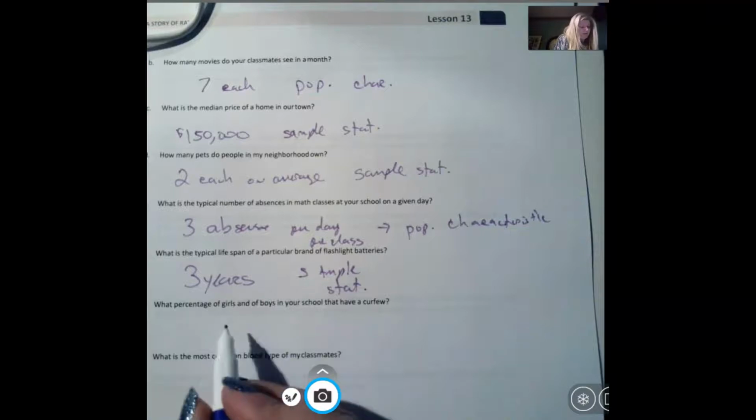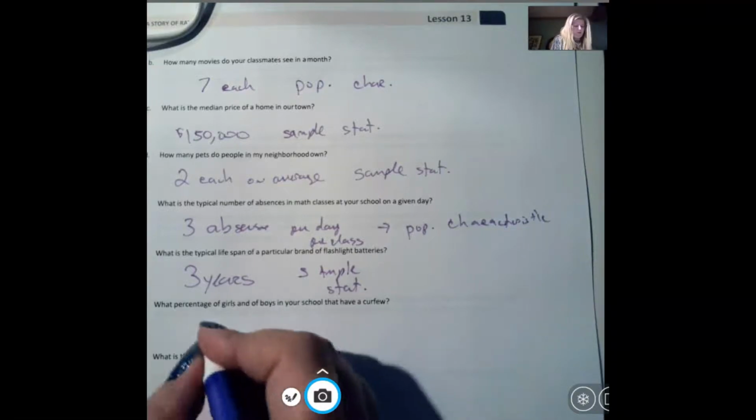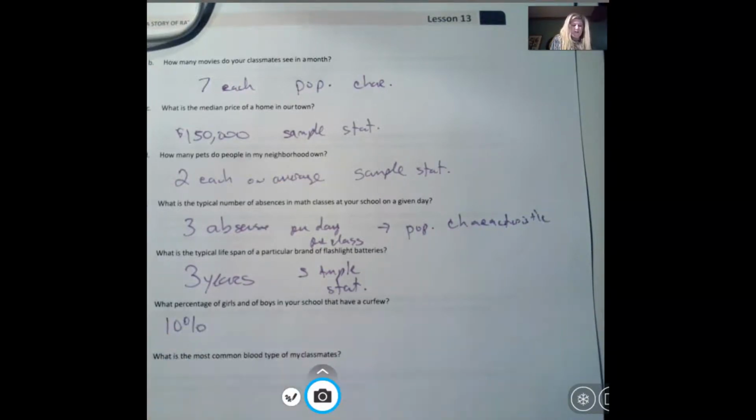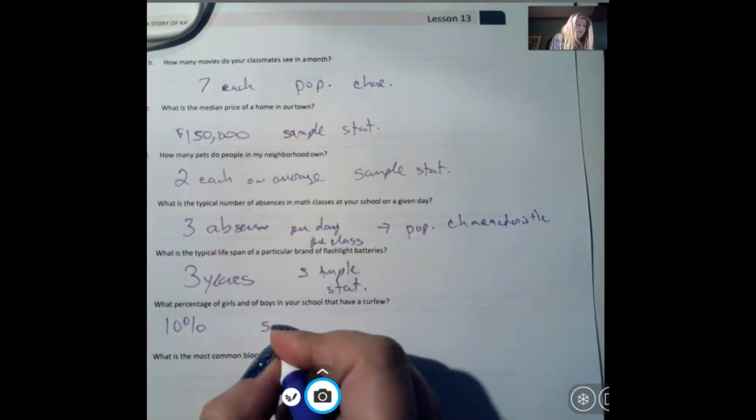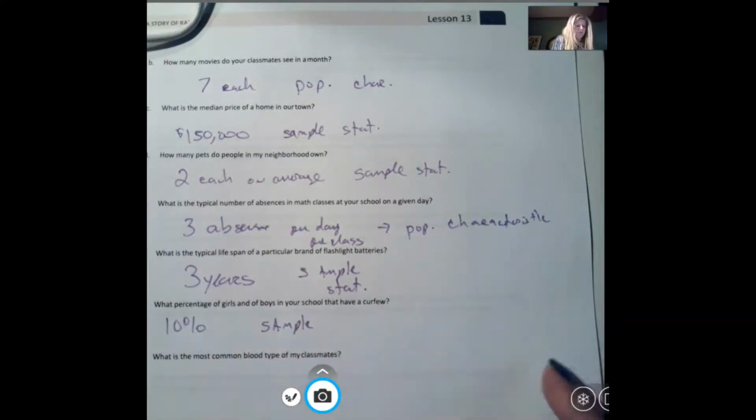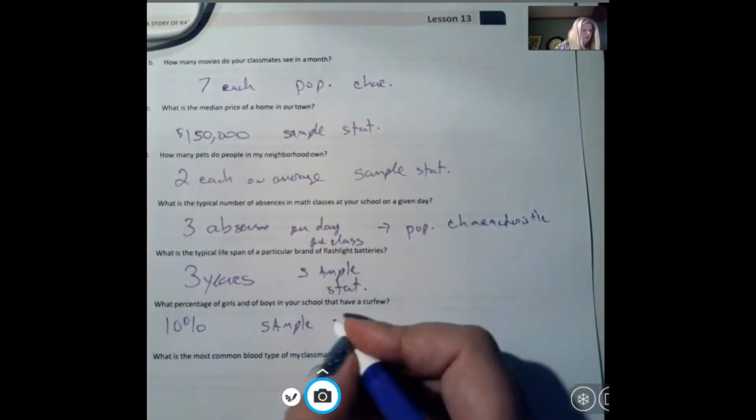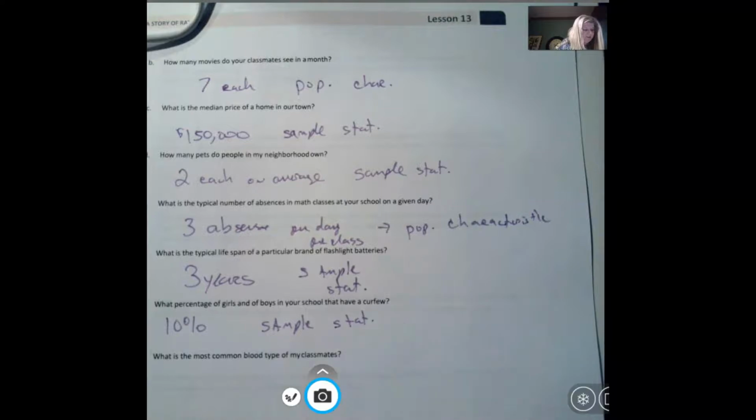What percent of girls and of boys in your school have a curfew? We're going to say 10%, and that's going to be a sample. Let's see, did we just ask certain? I don't think we surveyed everybody for G. Let's see. For G, yeah, we're going to do 5 people from each class. Okay, so that was a sample statistic.